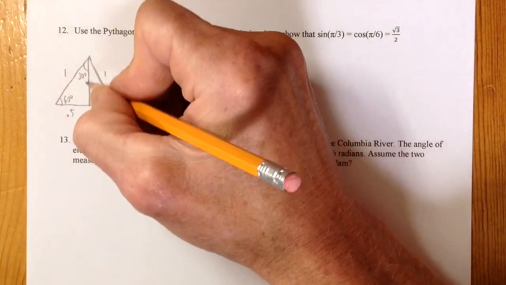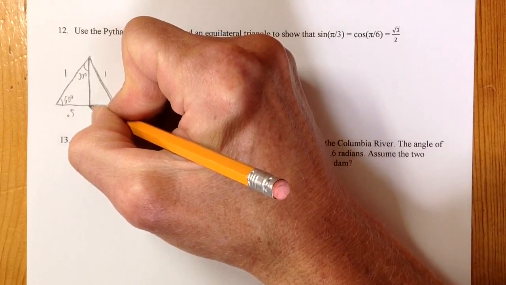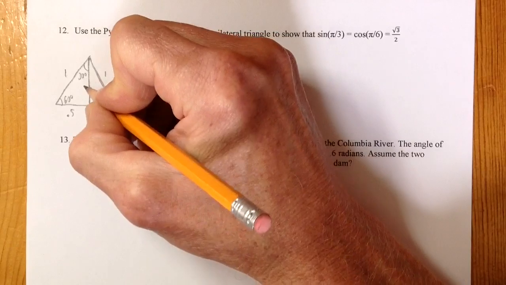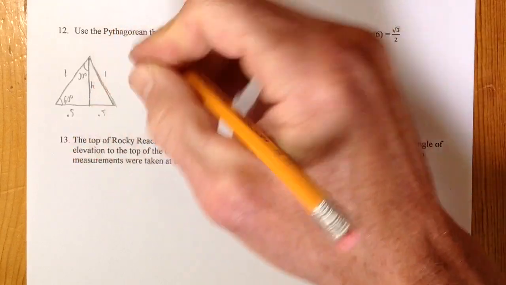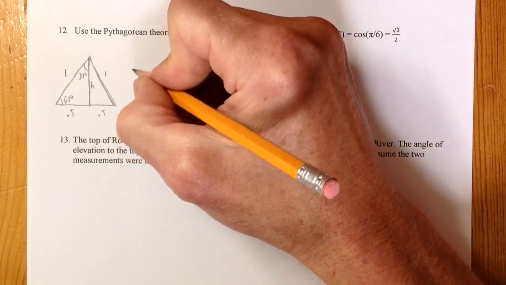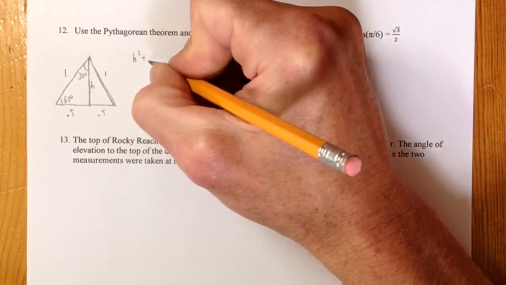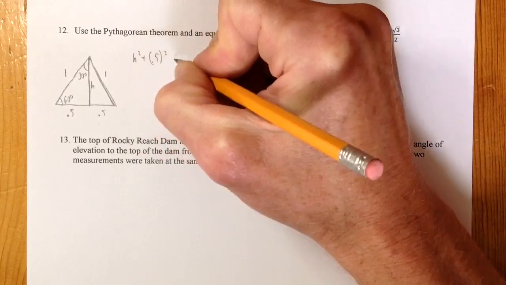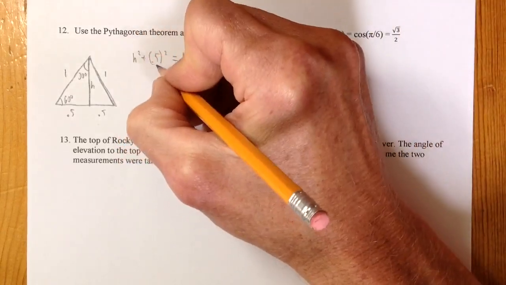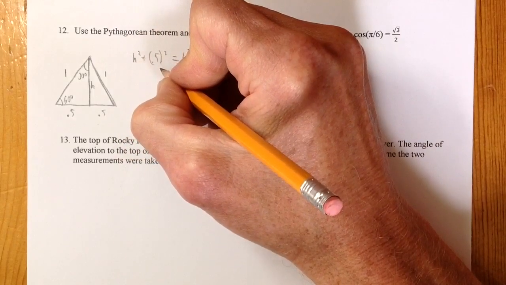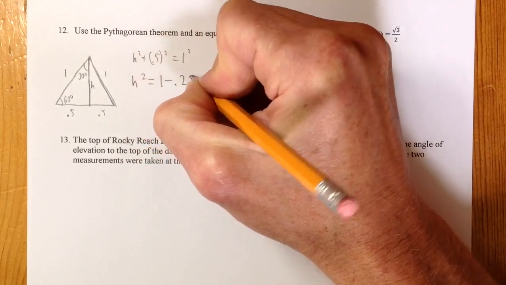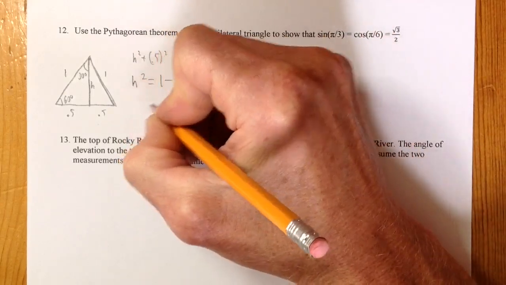So all we got to do is figure out the height. And then we know everything. Let's call that h. So we know Pythagorean theorem again. That's why I said use Pythagorean theorem. We have h squared plus 0.5 squared is equal to 1 squared. 0.5 squared is 5 squared is 25, so 0.25. So h squared is equal to 1 minus 0.25. Put that on the other side, that's 0.75.